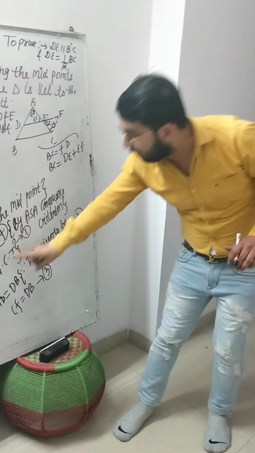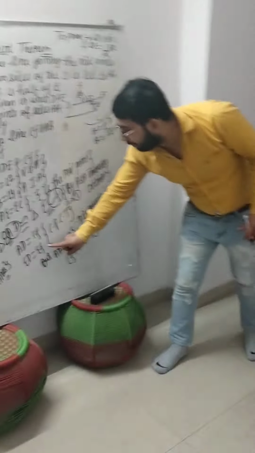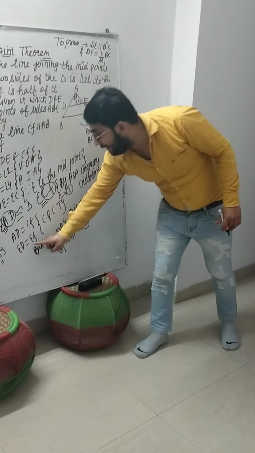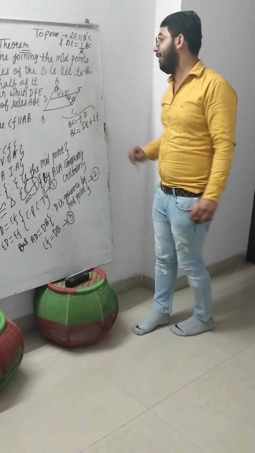Yes, we have proved by corresponding parts of congruent triangles. Right? What have we proved? We have proved that ED is equal with what? EF. ED is equal with EF. That is, DE is equal with EF.